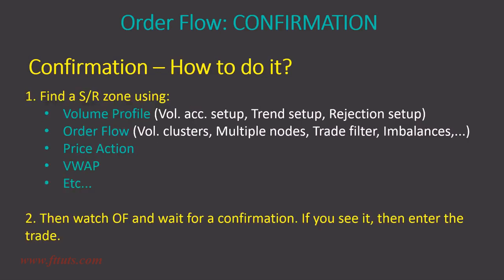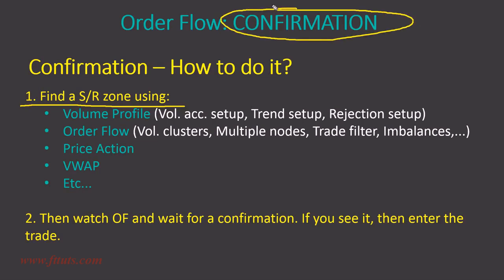Alright, so those are the three main reasons why to use the order flow as a confirmation. Now here is how to do it, how to work with the confirmation. First thing you want to do is find a support or a resistance zone, and in that zone you want to wait for the confirmation. You want the support and resistance zone confirmed.